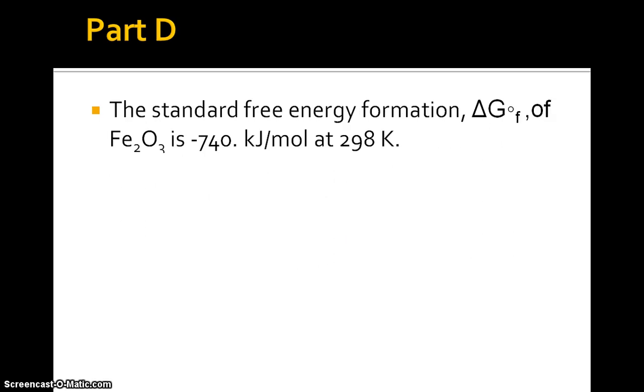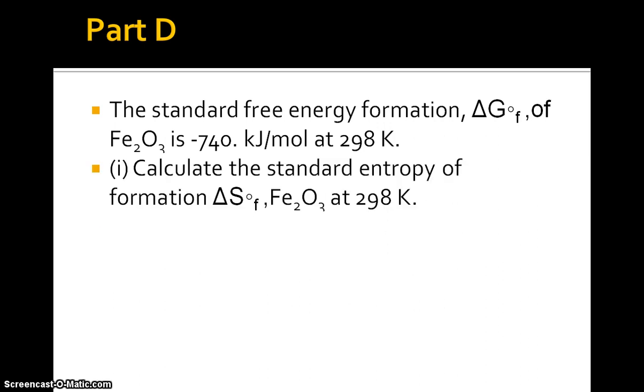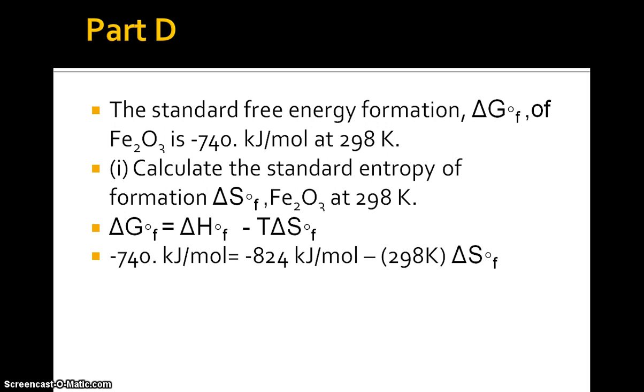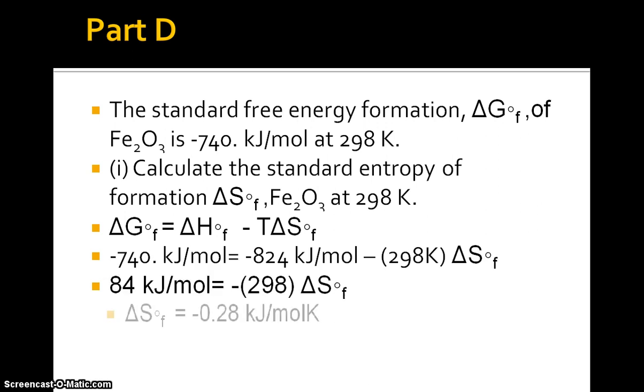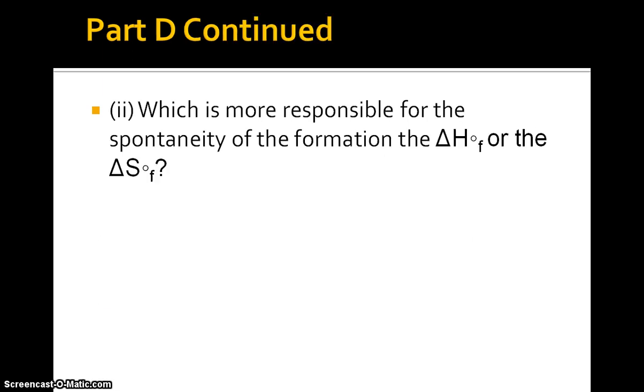Part D tells us the standard free energy of formation, delta G, of iron oxide is negative 740 kilojoules per mole at 298 Kelvin. Part 1 asks us to calculate the standard entropy of formation, delta S, of iron oxide. To do this, we are going to use the delta G equals delta H minus T delta S equation. Once you plug in your values, we will find that the delta S of formation is equal to negative 0.28 kilojoules per mole Kelvin.